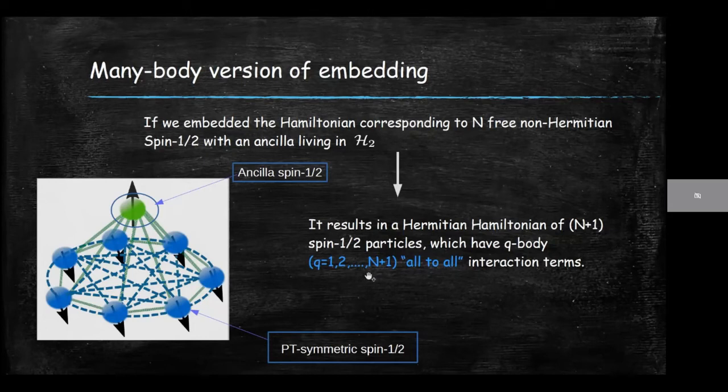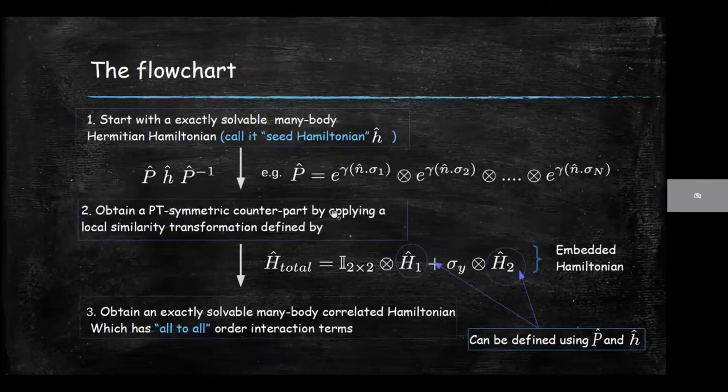So let me just go through now what is the generic recipe for how we can obtain such non-Hermitian dynamics by expanding the Hilbert space for any arbitrary Hamiltonian. The only thing that we need is that we start with an exactly solvable many-body Hermitian Hamiltonian, which we are going to call the seed Hamiltonian. And then we apply a similarity transformation over it, which can be a local similarity transformation or a non-local similarity transformation.